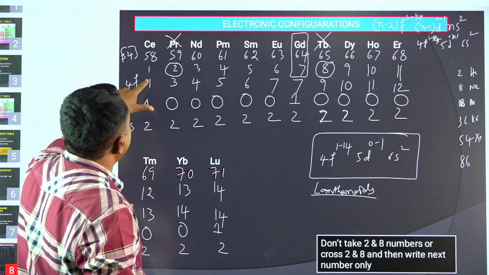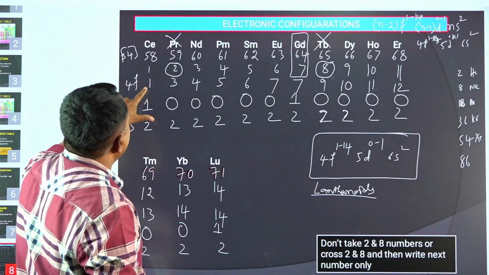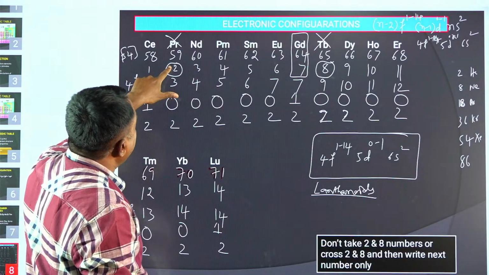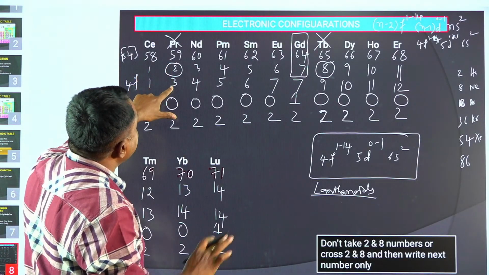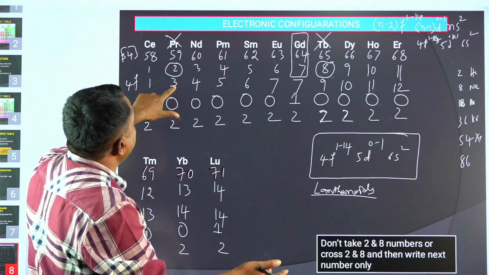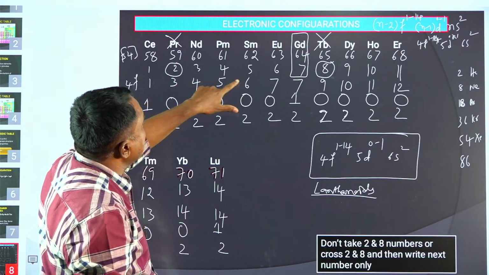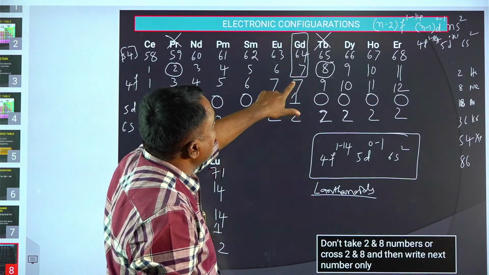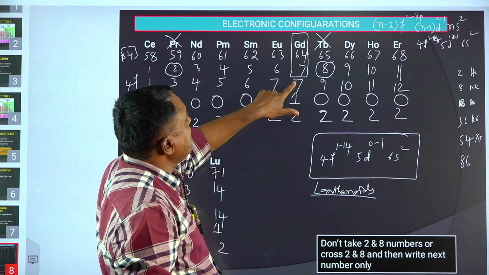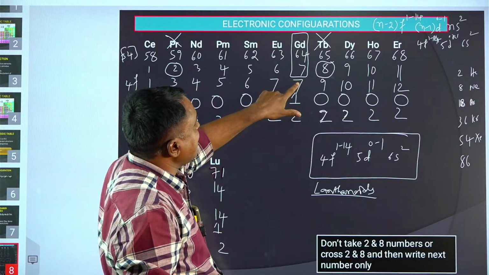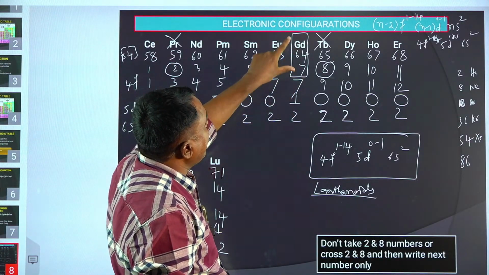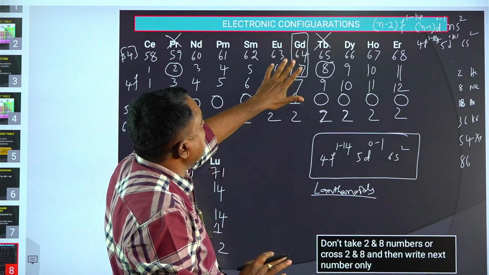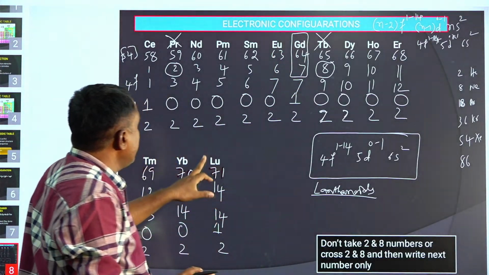For example, for the first element you write for 4f electrons 1. For the second element it is blank, therefore you write the next number, which is 3. Then 3, 4, 5, 6, 7. This is already half filled. Therefore, in the f block element there are 7 electrons, as usual. So don't change gadolinium and don't change lutetium.